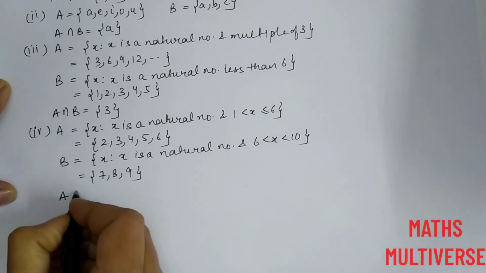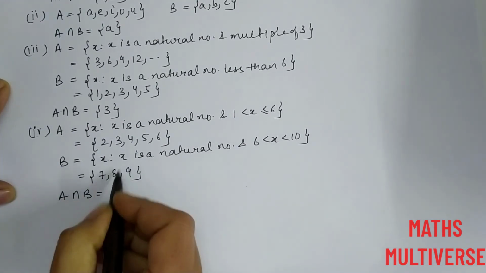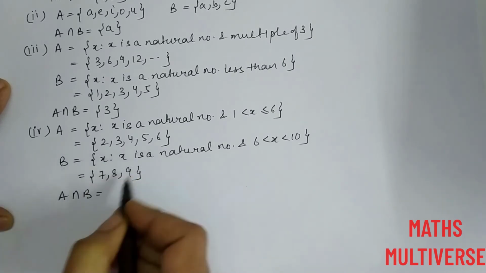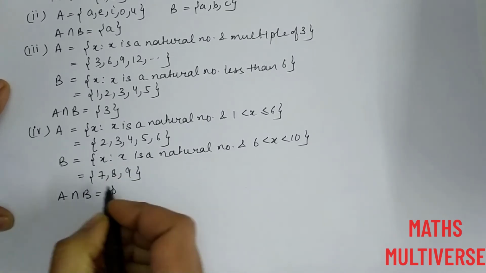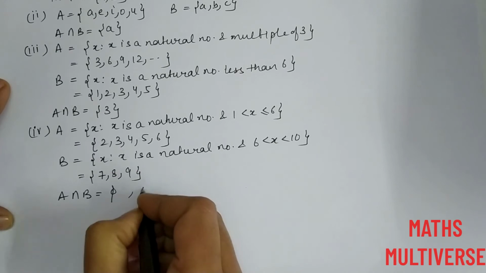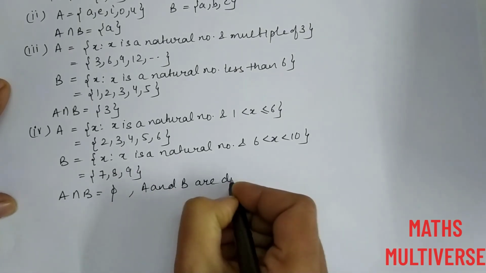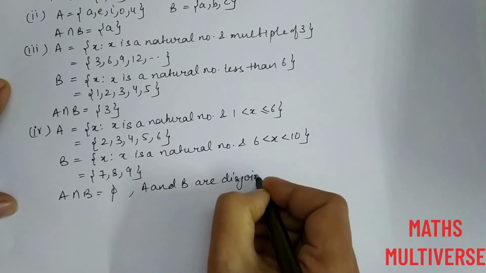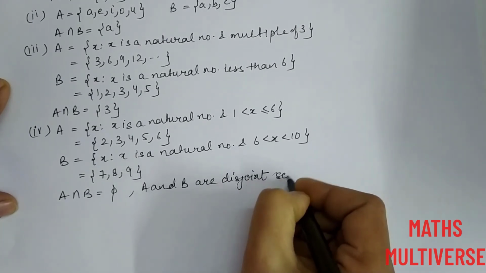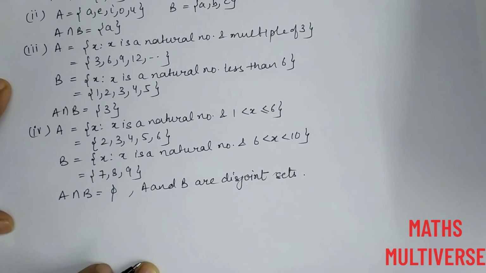So when we find A intersection B, we will see there is no common element in these two sets, so A intersection B will be empty. So A and B are disjoint sets in this case, as there is no common element.